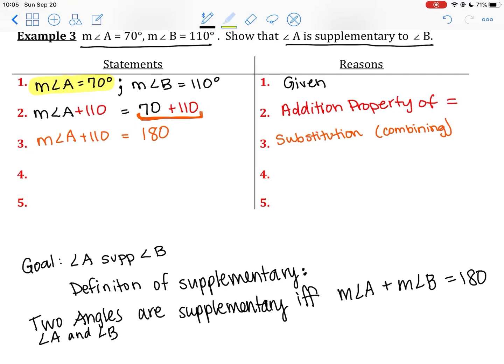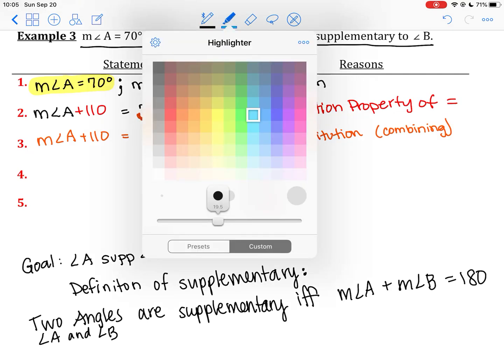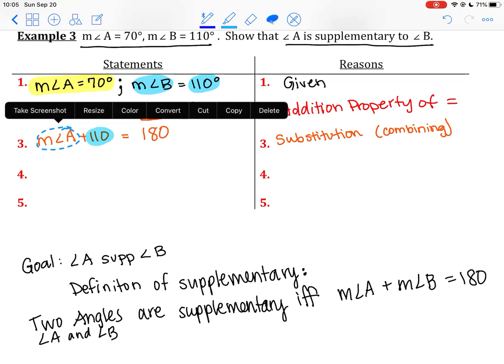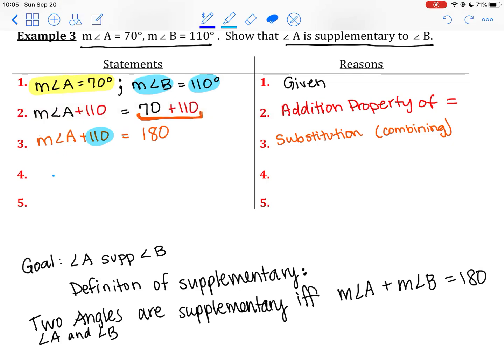So what I can do now is work towards saying the measure of angle A plus the measure of angle B. I want to know if there's a way that I can replace the 110 with the measure of angle B. And there is. So what I'm doing here is I'm going to take that measure of angle A that I knew from the part above. I'm going to copy it and paste it down here. And I'm going to take the plus sign too.